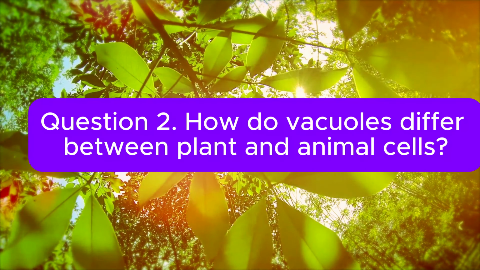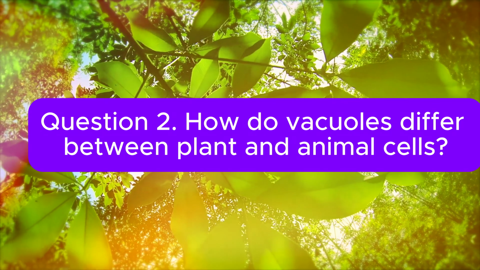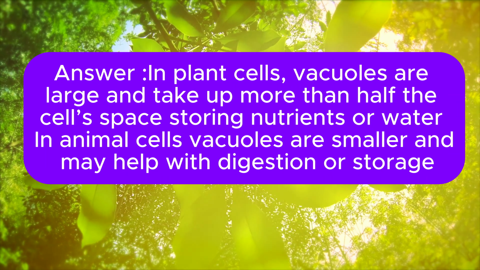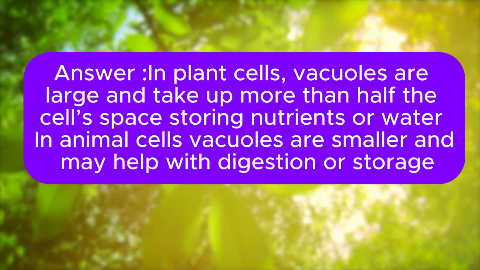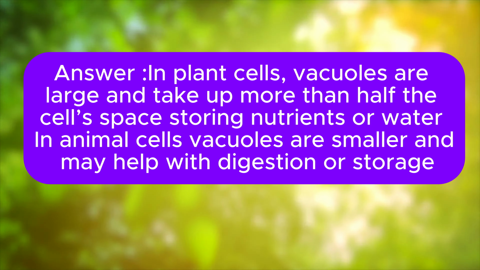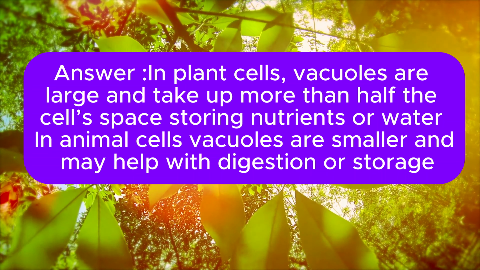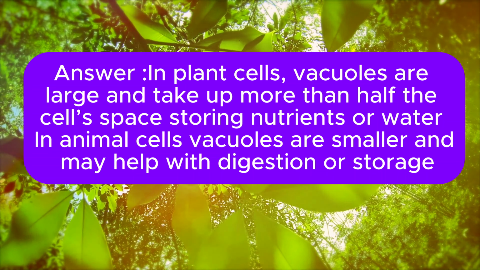Question 2. How do vacuoles differ between plant and animal cells? Answer. In plant cells, vacuoles are large and take up more than half the cell's space, storing nutrients or water. In animal cells, vacuoles are smaller and may help with digestion or storage.